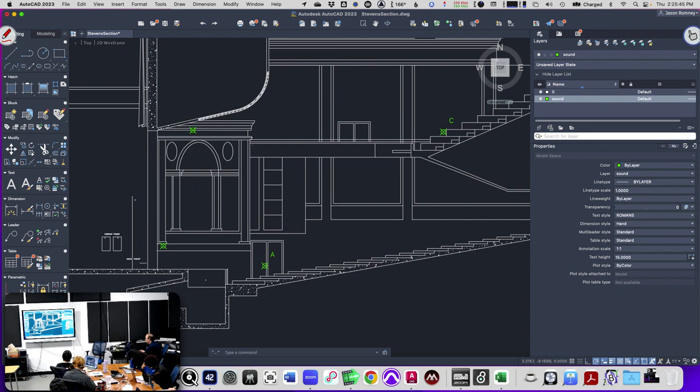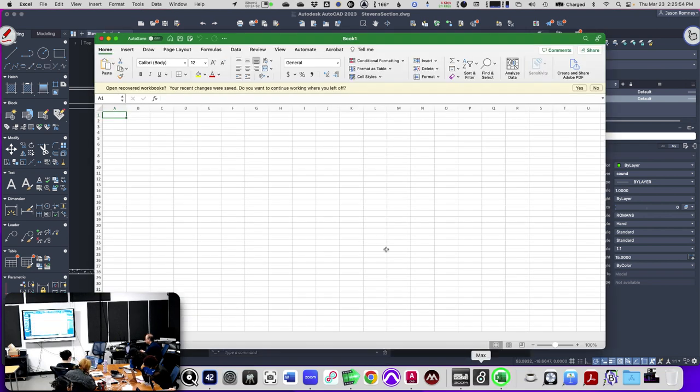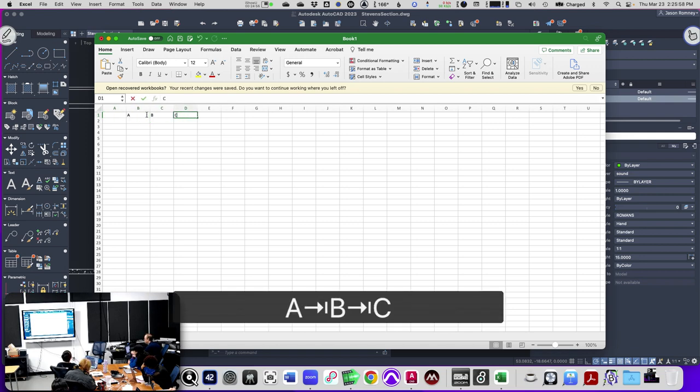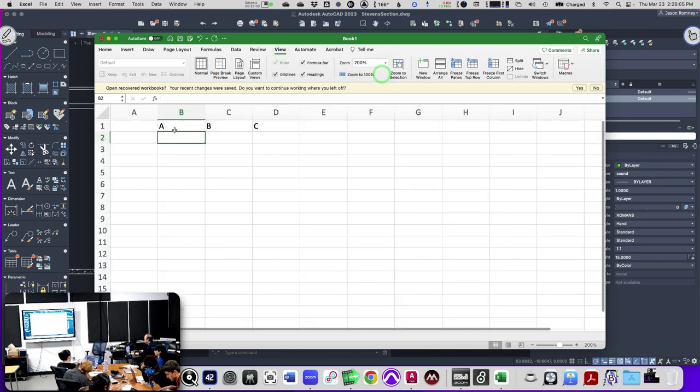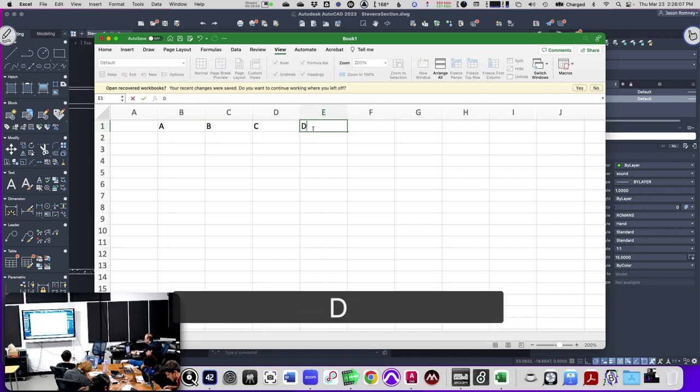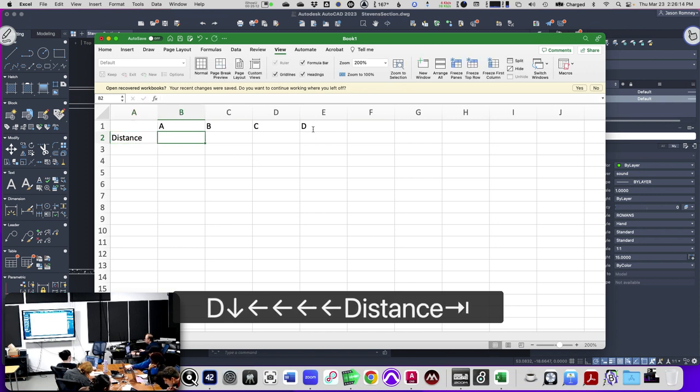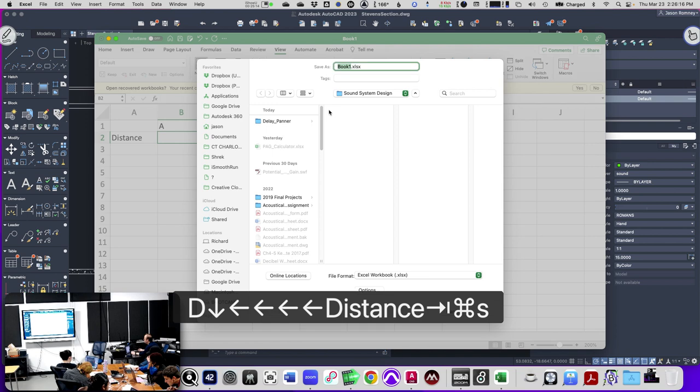All right, so to figure this out, I first need to know how far away they are from each of these things. This is where Excel is going to come in really handy. So I'm going to say this will be seat A, seat B, seat C, seat D. And this is going to be just straight up distance. Go ahead and save this.